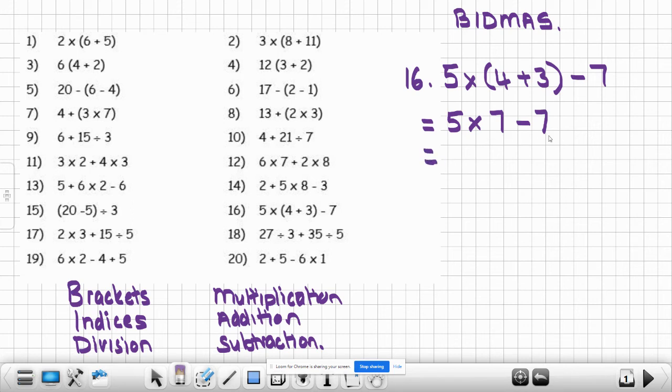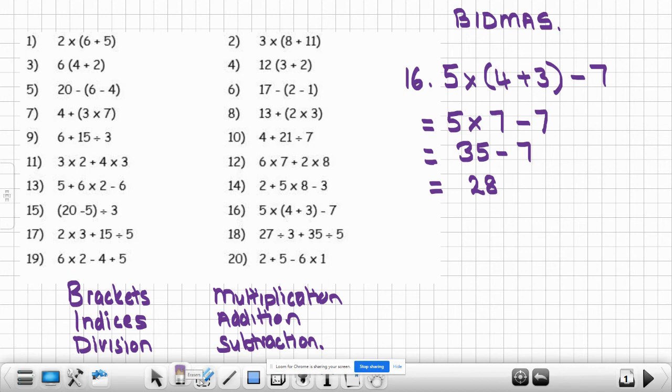So now we've got a multiplication and a subtraction left to do. But if we look here, multiplication comes before subtraction. So 5 times 7, which is 35. So the multiplication has now been dealt with, and we've still got that subtraction left to do. Finally, 35 minus 7, and 35 minus 7 is 28. Sorry, I'm so used to saying minus, but when I say minus, it's the same word as, same meaning as subtraction.